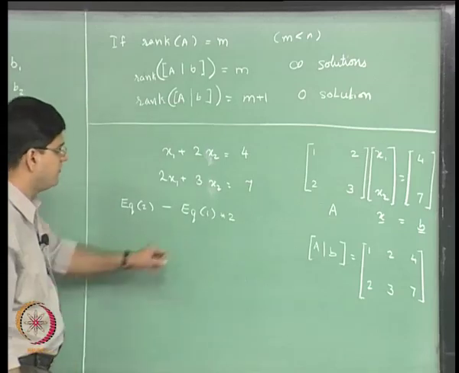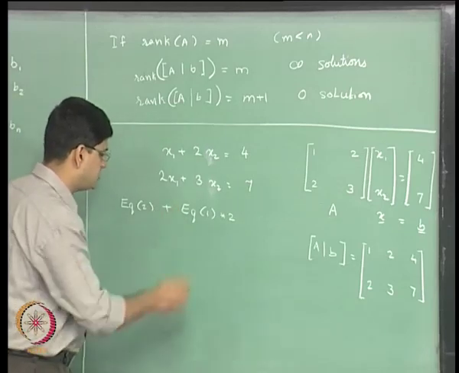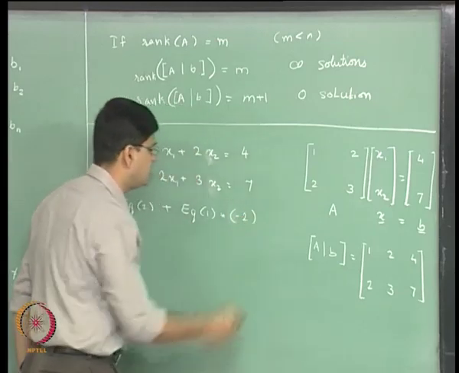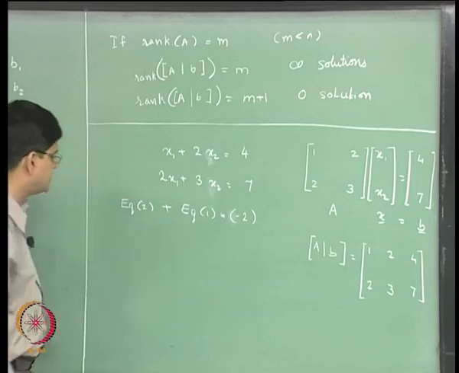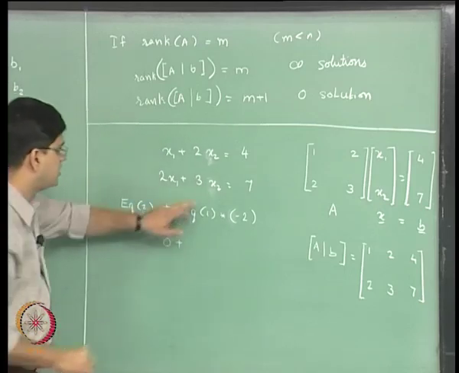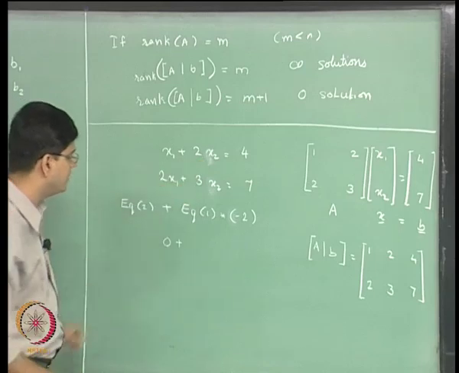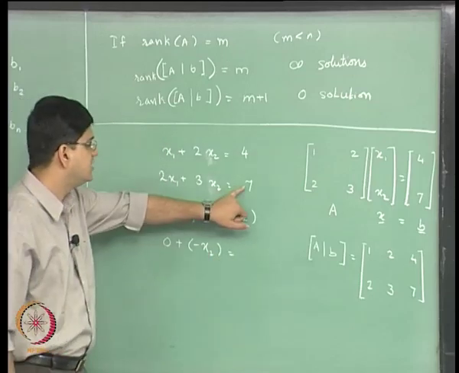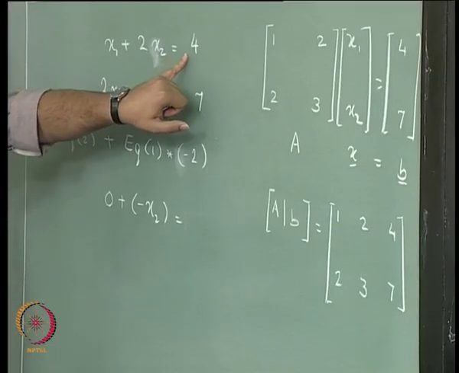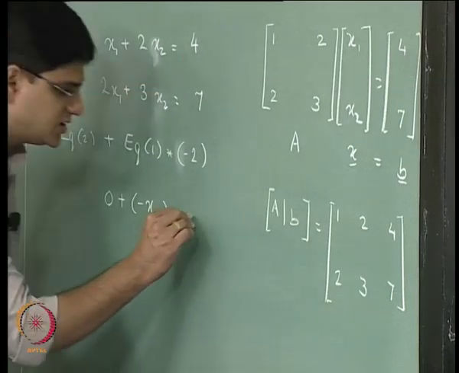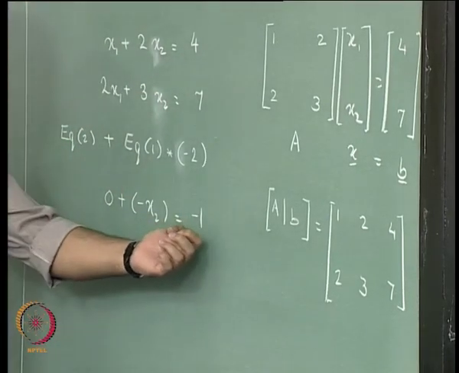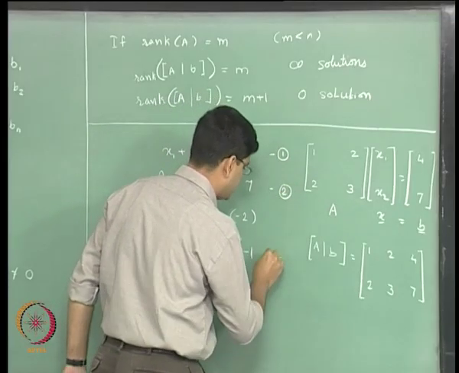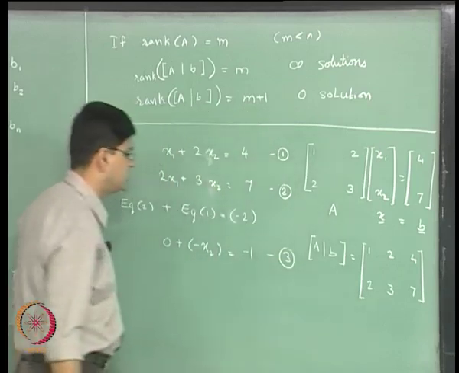Okay. So, this is what we are going to do, but instead I will write it in this form: plus equation 2 multiplied by plus equation 1 multiplied by minus 2. So, 2x1 minus 2x1 will give us 0, 3x2 minus 4x2 will give us negative x2, and 7 minus 8, 2 into 4, is going to give us minus 1. Okay. And so, this will be our new equation. So, this was our equation 1, this was our equation 2, this we call equation 3.